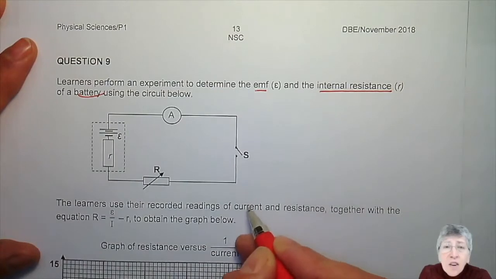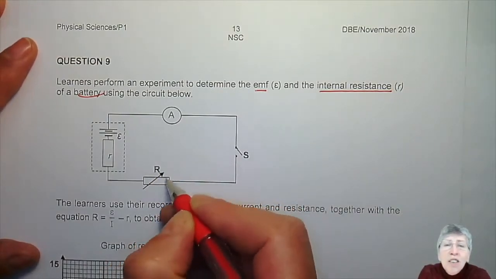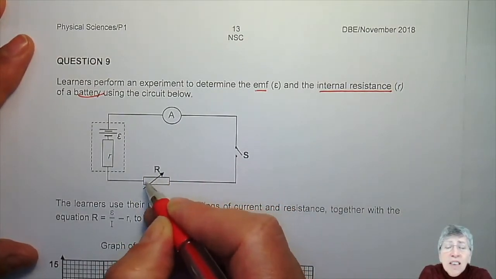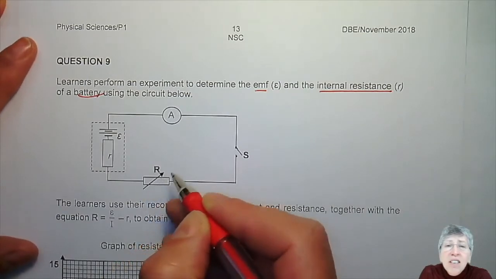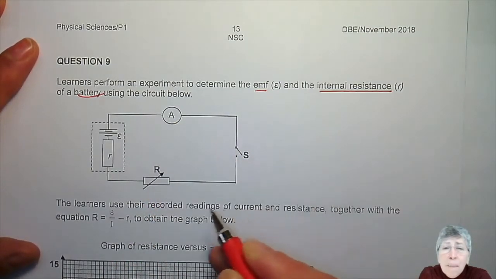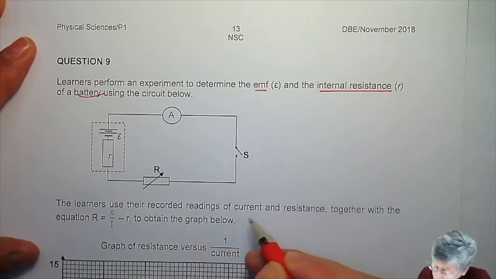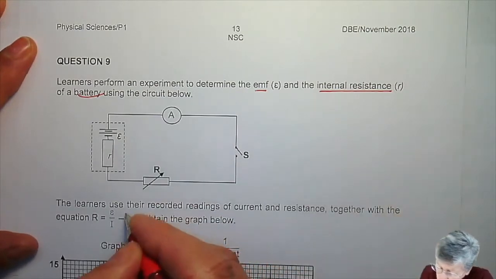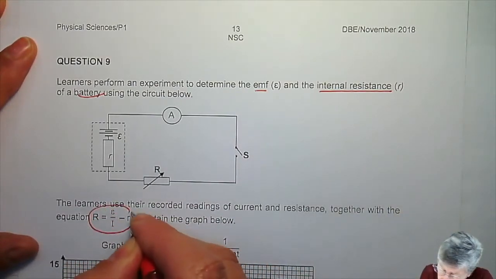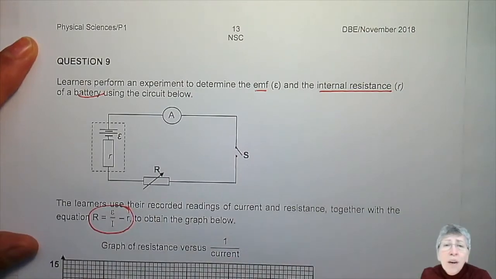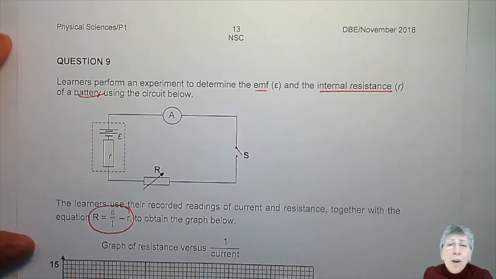Now, why does the current change? Because they've got a rheostat in there, and the rheostat is going to change the resistance, and that will change the current. And now they use the readings of current and resistance together with an equation given like that to obtain the graph below. Now, where does that one come from?